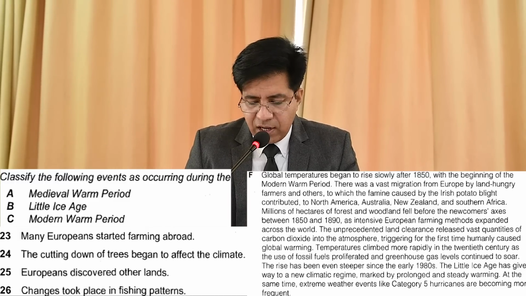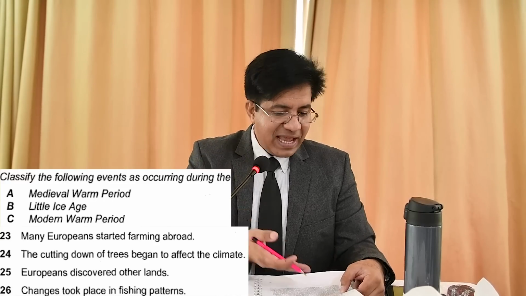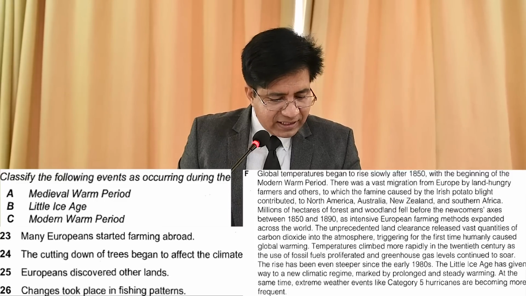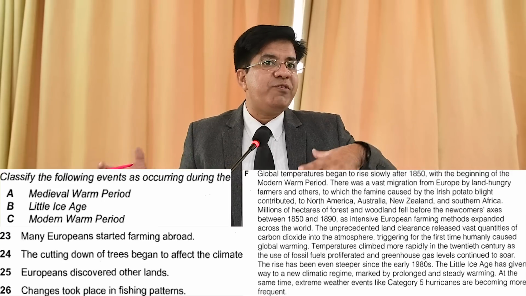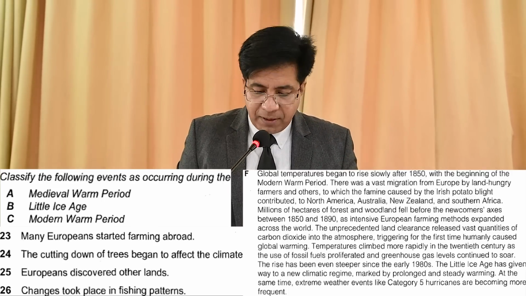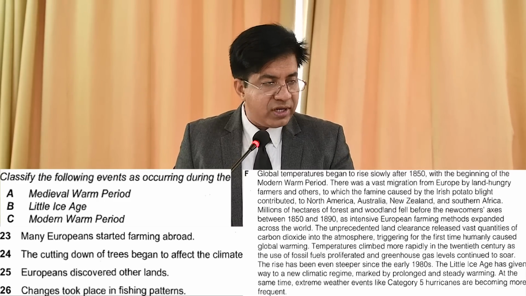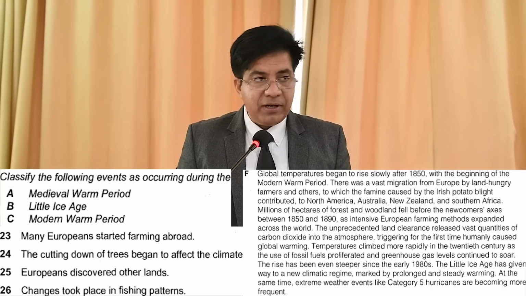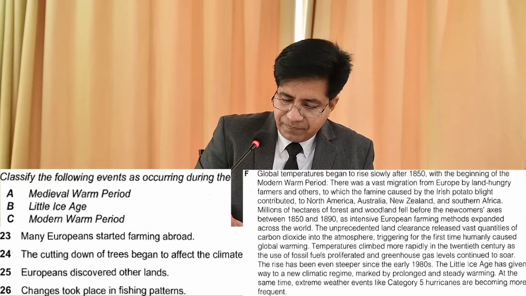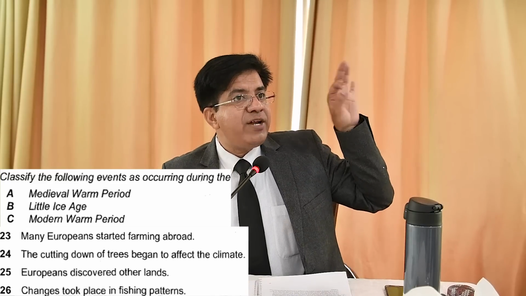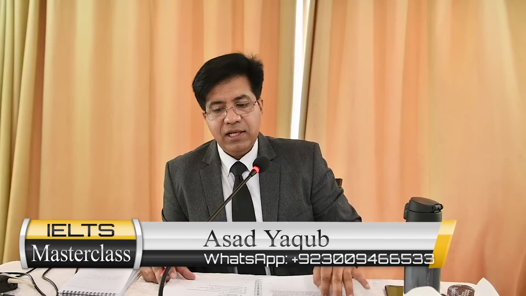24. Read the question. Cutting down of trees began to affect the climate. You know it already. Same paragraph. Read on and you will find it. Cutting down. Found it? Woodland and axes and all that. See that when you are familiar with the passage, then the next questions will become easier. So what is the answer for 24? That also happened during the same modern warm period. So the answer will be C, exactly. I mean, now 23 and 24 both come under the category of modern warm period. Clear? All right, thank you.